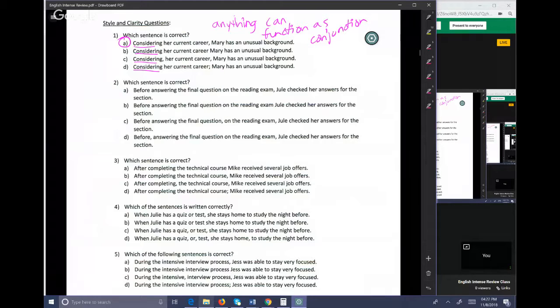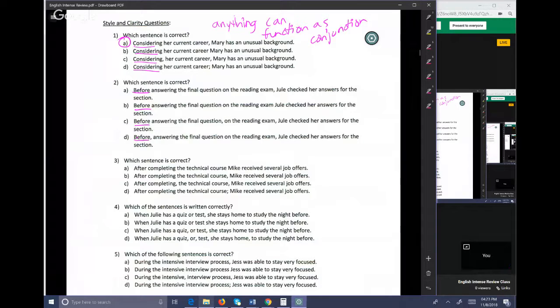Number 2, before answering the final question on the reading exam, Jewel checked her answers for the section. So again, I can see that I'm just dealing with punctuation because all of this is worded in the exact same manner. The only differences between these different answer choices is just where I put the commas or whether I put a semicolon or a colon or something like that. Before is a subordinate conjunction. A lot of words that are subordinate conjunctions can be used in another context that isn't a conjunction. The word before is in your lists of subordinate conjunctions. That is usually used in a conjunction format.